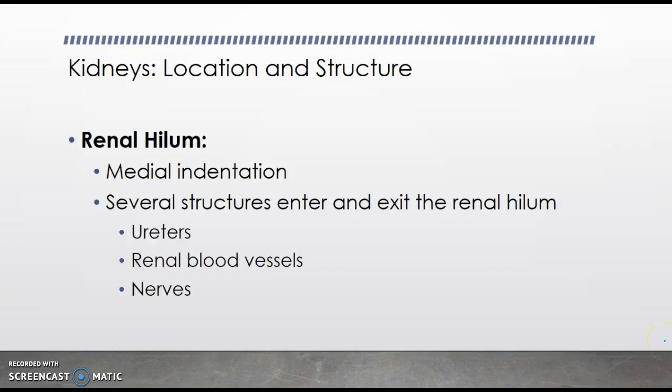So now we're going to talk about the structures of the urinary system. So the renal hilum is the part of the kidney where items enter and exit. If you look at a kidney, it does look like the shape of a bean, and the indentation of the bean is where the ureters, blood vessels, and nerves come through.